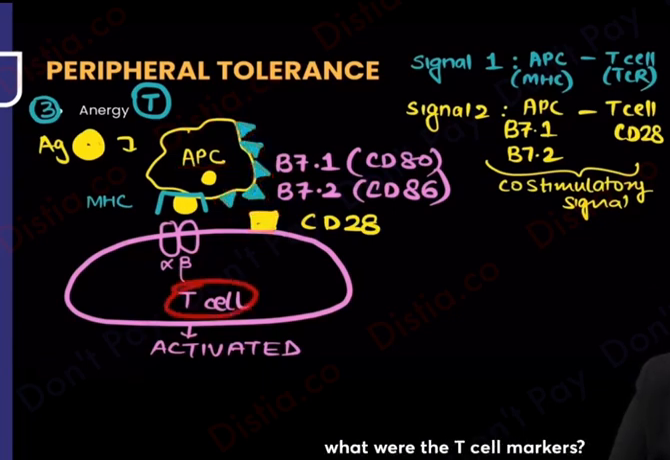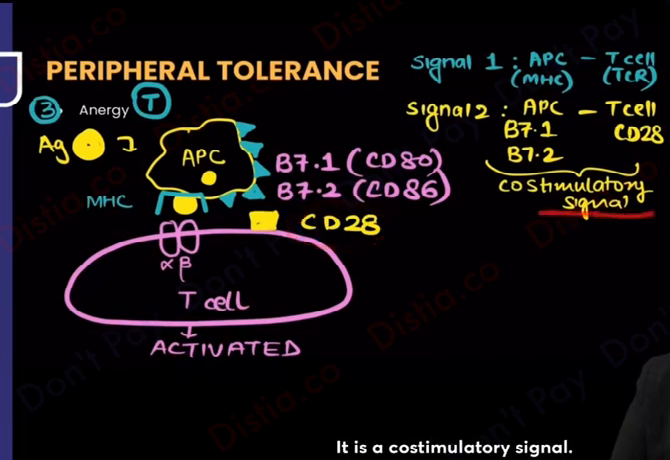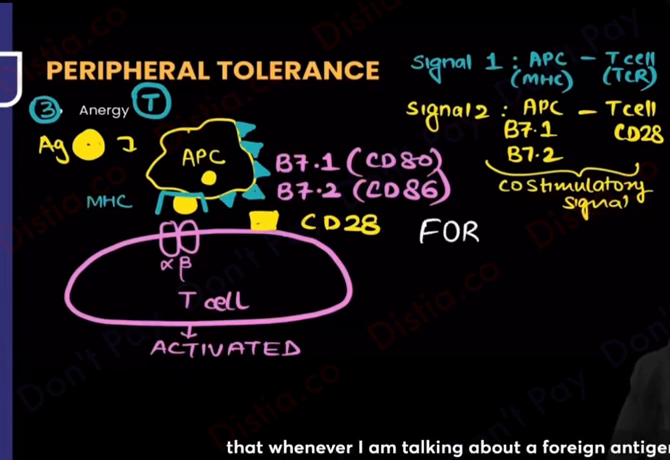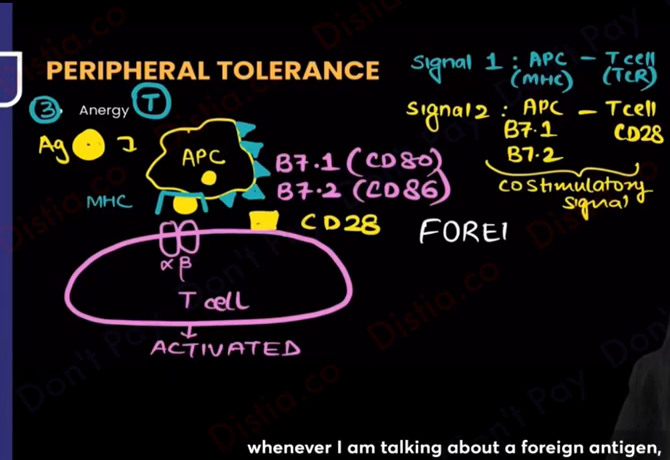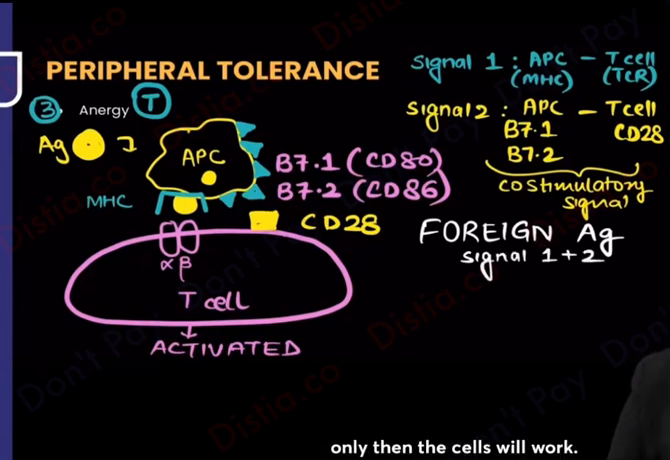Because do you remember what the T cell markers were? 1 to 8, 28, but I never told you what 28 does. Now I'm telling you what 28 does. It is a co-stimulatory signal. It is going to help in signal number 2. So now my concept says that whenever I am talking about a foreign antigen, we will always need signal number 1 and 2. Only then the cells will work.